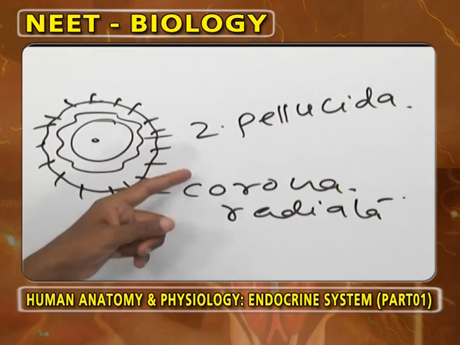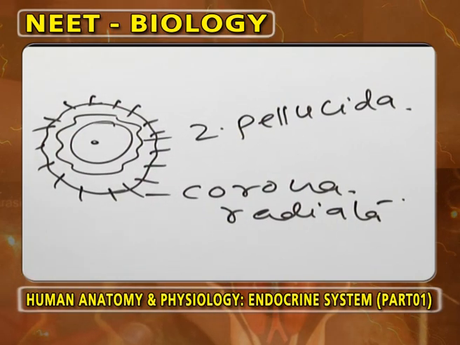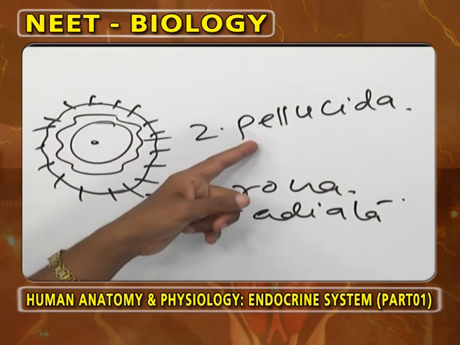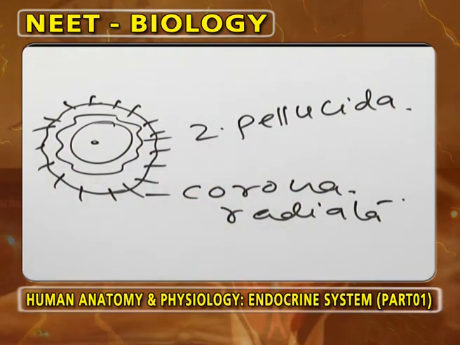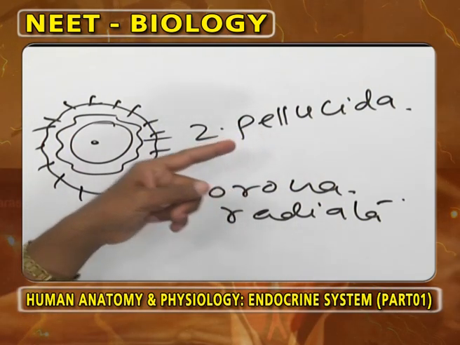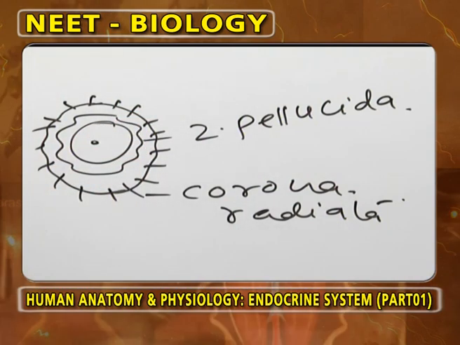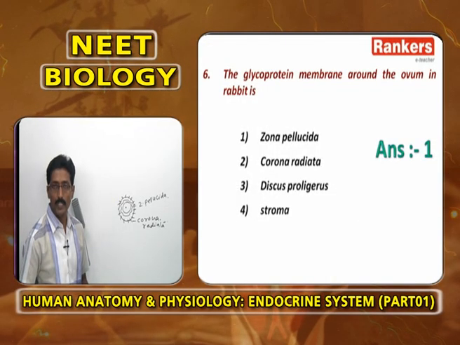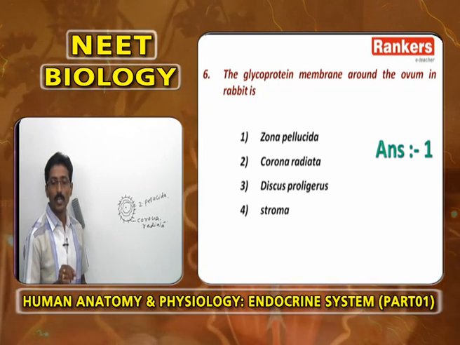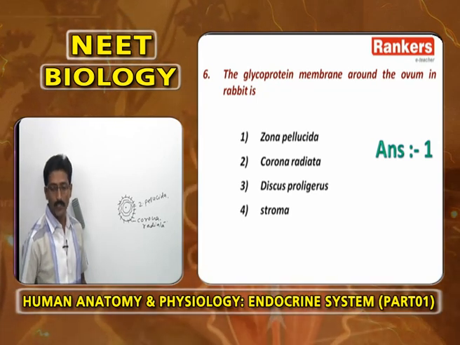Name the layer that adheres to the ovum for a long period. Zona pellucida. It is made by glycoproteins. It disappears at the time of implantation. Now here the answer: the glycoprotein layer around the ovum in the rabbit is the zona pellucida. Now we go for the next question.